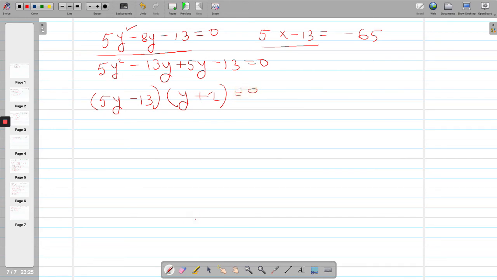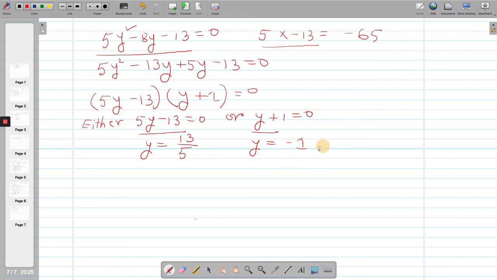So what do we get? We get two values in here. We'll write down either 5y minus 13 equal to 0, or y plus 1 equal to 0. So from the first equation we get y equal to 13 over 5, and from the second we get y equal to minus 1. So we got two values of y.